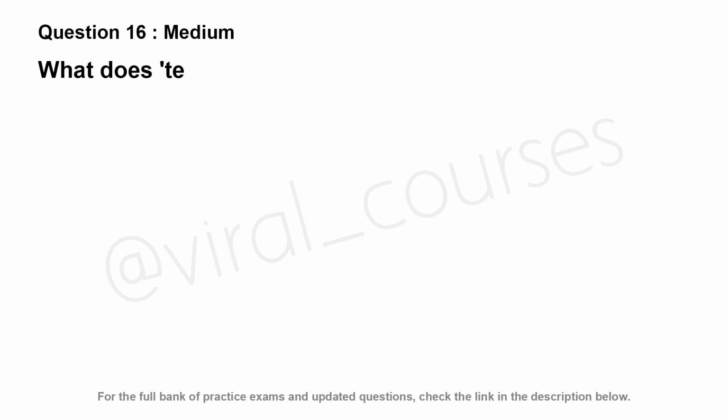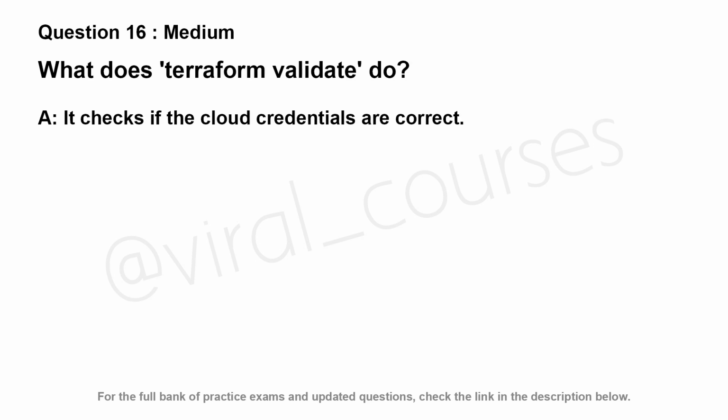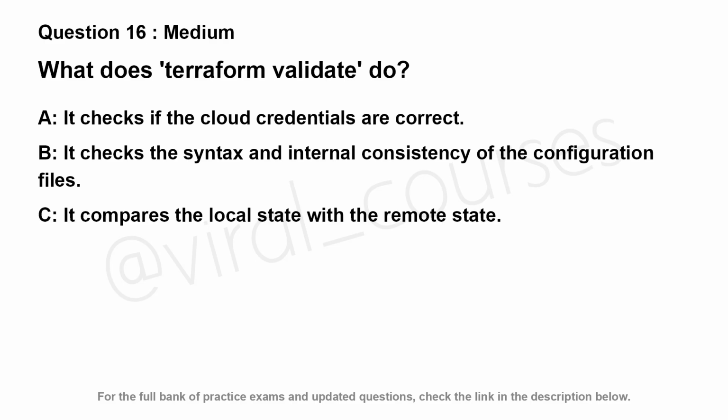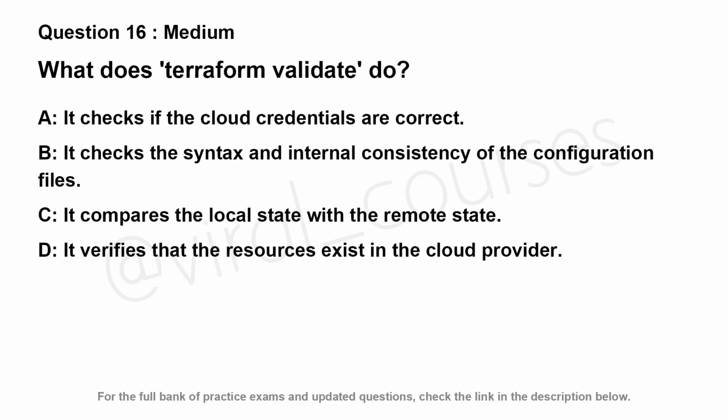What does Terraform validate do? Option A. It checks if the cloud credentials are correct. Option B. It checks the syntax and internal consistency of the configuration files. Option C. It compares the local state with the remote state. Option D. It verifies that the resources exist in the cloud provider.